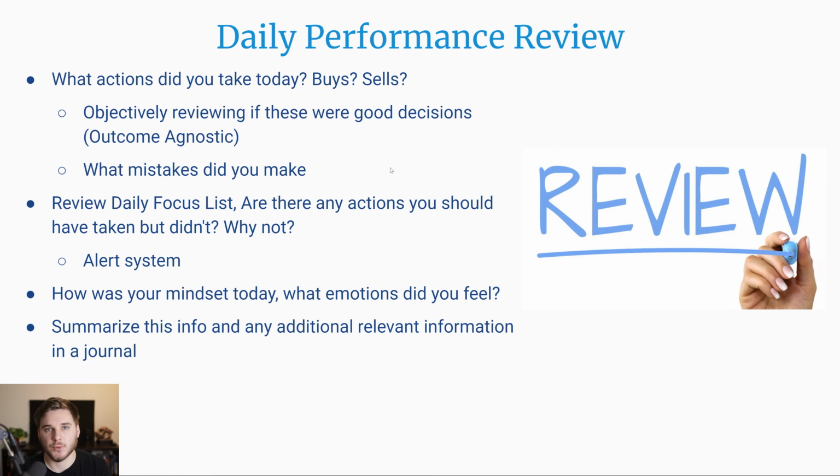So starting with the daily performance review, you basically want to look at all the actions you took that day, buys and sells, and try to objectively review them and determine if they were good or bad decisions. And this should be outcome agnostic. Just because you lost money on this trade doesn't mean it was a bad trade. Just look at your actual decisions based on the information you had at the time and determine if you were following your process and your plan. And try to look for any mistakes you made and keep track of those, make a list of that, so you can refer back to that and, over time, eliminate those common mistakes.